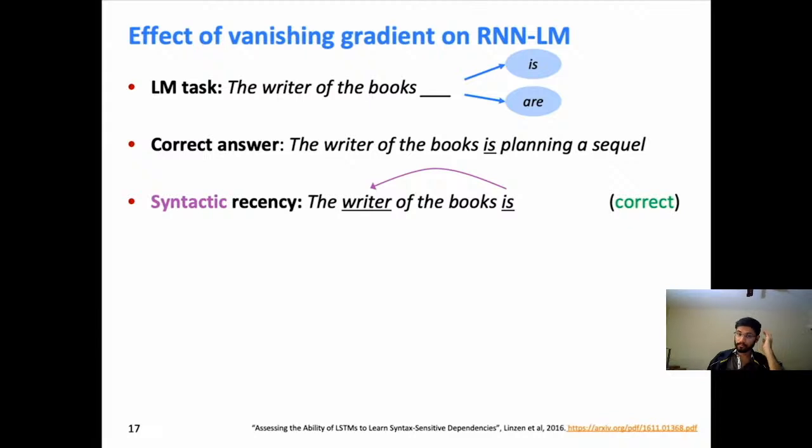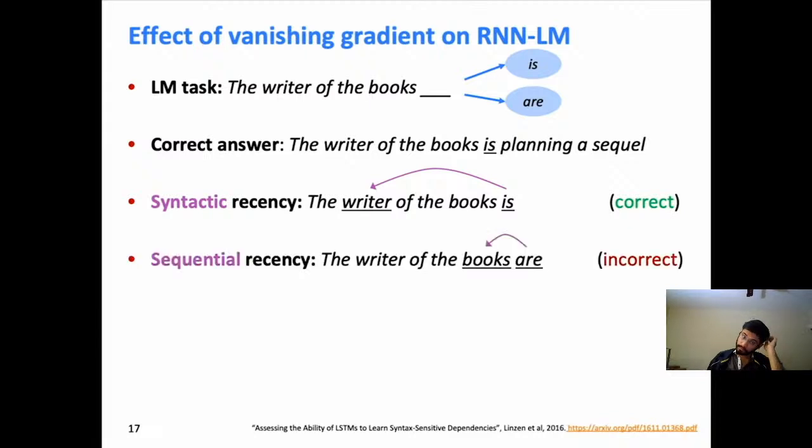So by contrast, sequential recency is the simpler concept of how close words are just in the sentence as a sequence of words. So in this example, books and are very sequentially recent because they're right next to each other. So the reason I'm bringing this up is because the second one would be incorrect, but it's kind of a tempting option, because if you're mostly only paying attention to things that happened recently, then you might get distracted and think, oh, the books are, that sounds right.